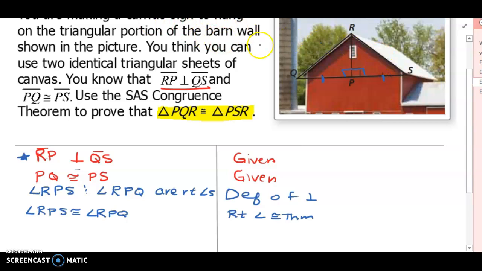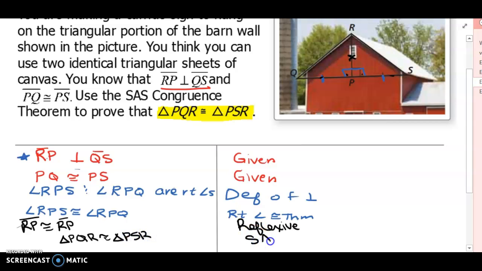Now you need to ask yourself, do they share a side? RP, guys. RP is both part of the left triangle and the right triangle. So I'm going to use that to our advantage. Okay, so I'm going to say that RP is congruent to RP by the reflexive property. Okay, well now side angle side, side angle side. Now I can say that triangle PQR is congruent to triangle PSR by the side angle side congruence theorem.